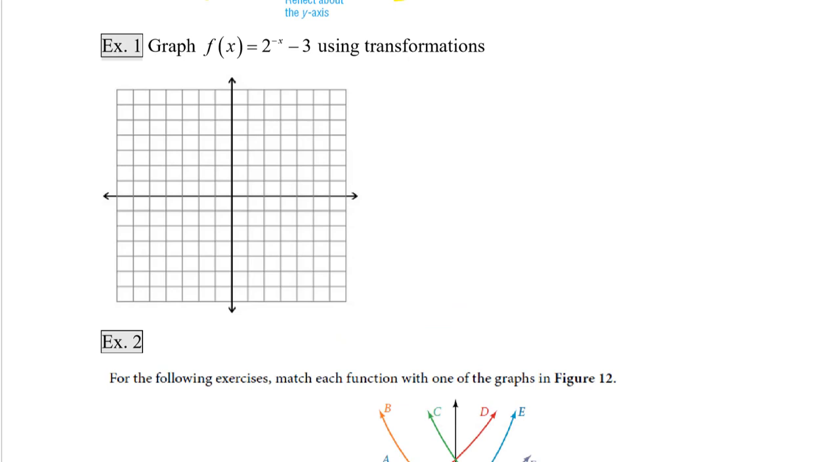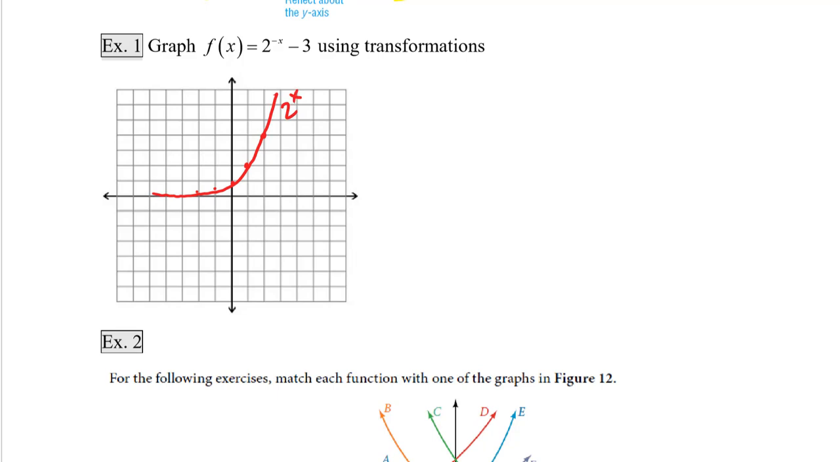Example 1, let's graph f of x equals 2 to the negative x minus 3 using transformations. First, we want to graph our parent graph, which we just saw above, which looks like this. I've just graphed 5 key points on my parent graph. So this is 2 to the x.